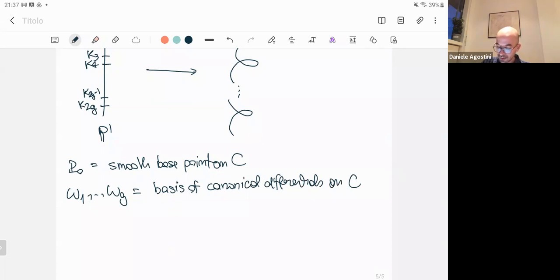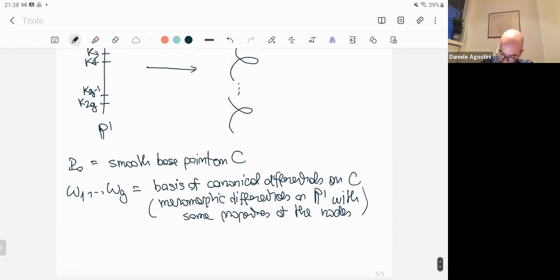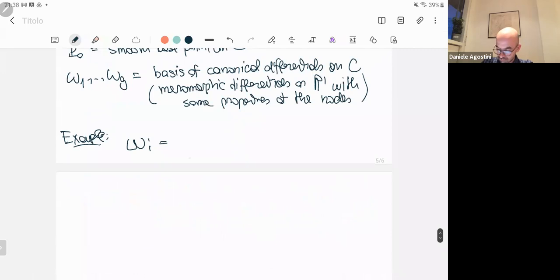So these are now some meromorphic differentials on P1 with some properties at the nodes. These are meromorphic differentials on P1 that satisfy some residue conditions at the points that you glue together to get the nodes. And for example, in the case that we had before, these are extremely concrete. They are given by this expression. Very, very easy objects. So we can integrate them.